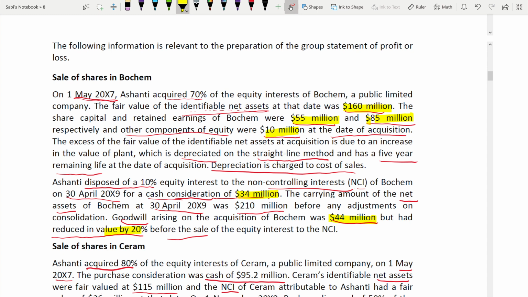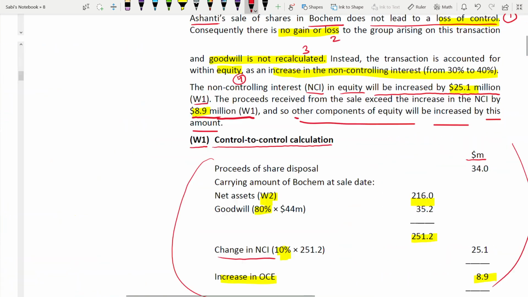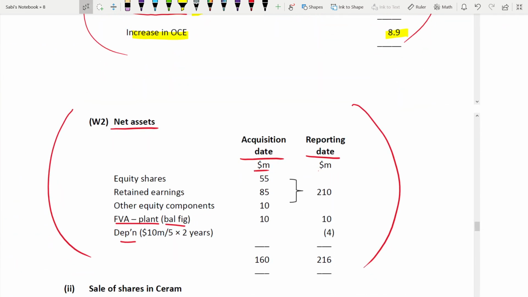So the balance is for, if you see here, the excess of the fair value of the identifiable net assets at the date of the acquisition due to an increase in the value of the plant. They didn't say how much it has increased. That's why it's a balancing figure. But there is an increase. That excess is the fair value. So when you add 55 plus 85 plus 10, and 160 has already been given to you, the balance is the fair value increase in plant.